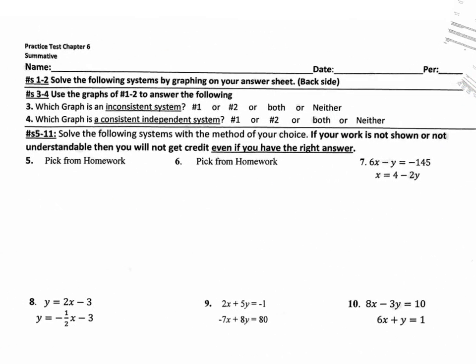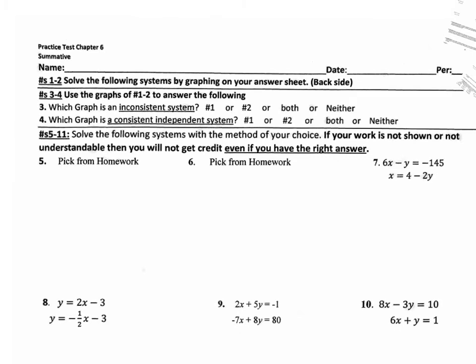Now let's go back to the front side of this test. Now notice questions 3 and 4 say use graphs of 1 and 2 to answer the following. It says, which graph is an inconsistent system? Is it number 1? Is it number 2?